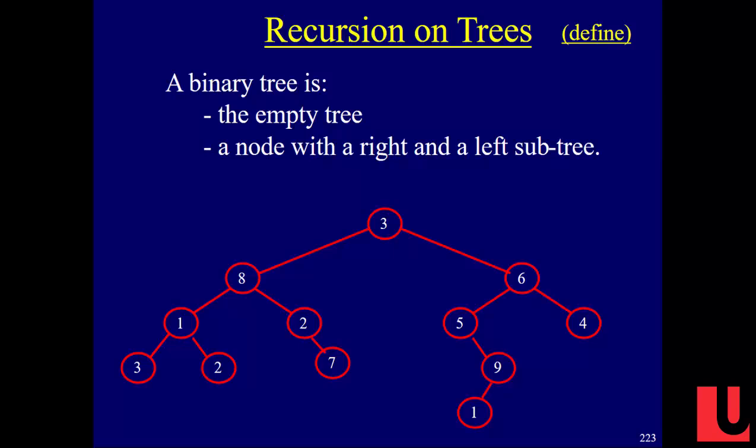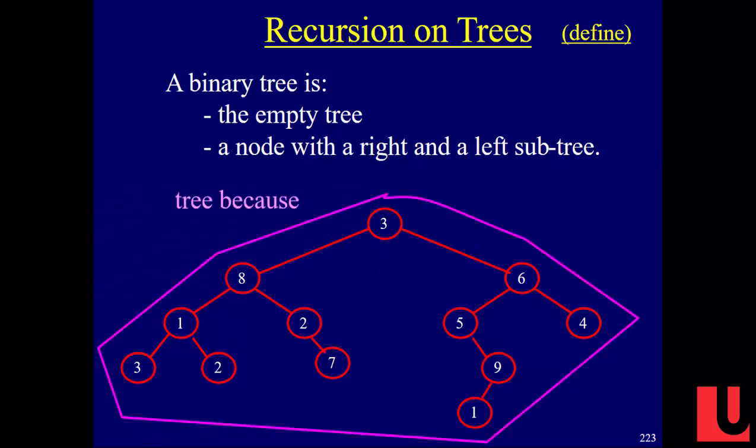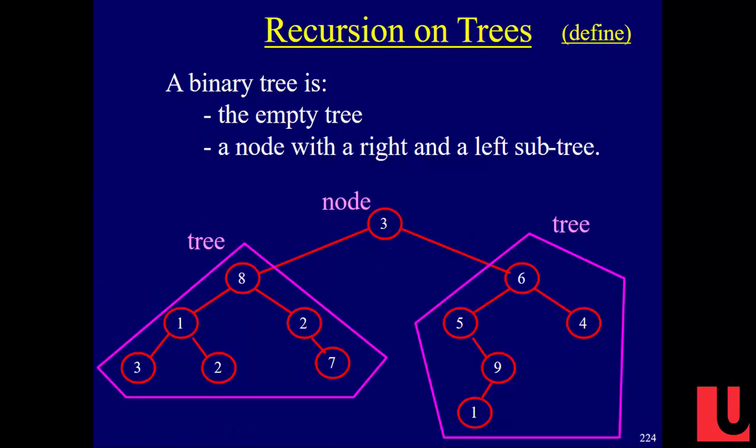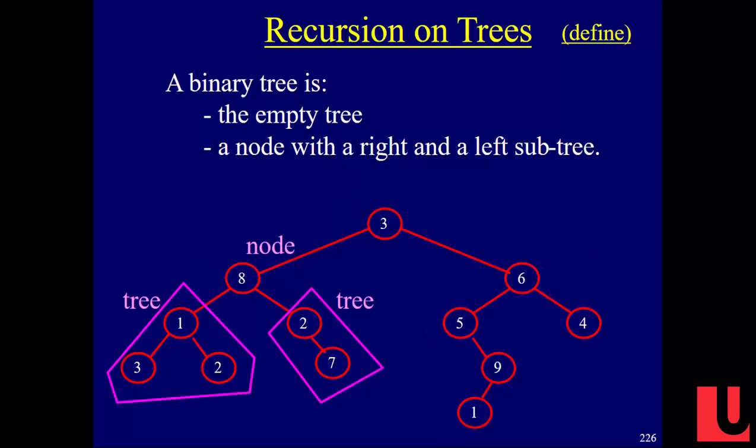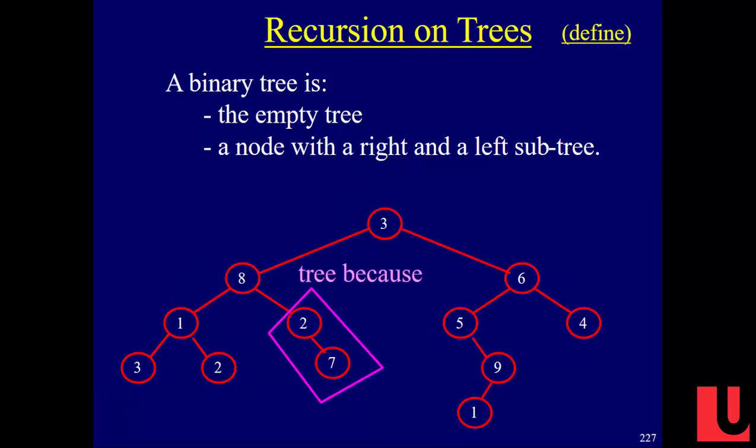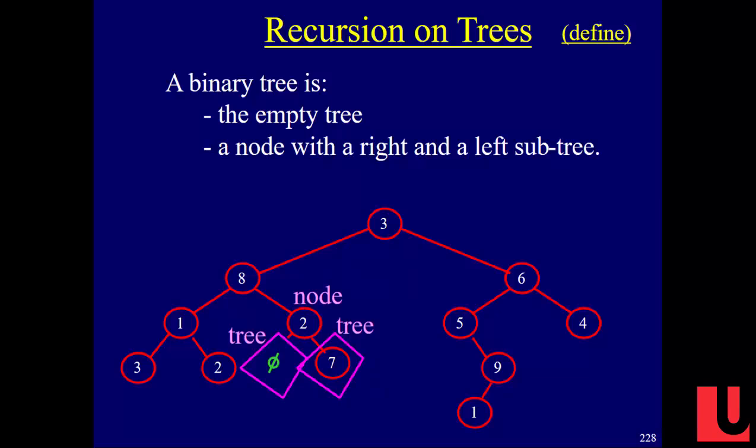So then you can say, well, why is this whole thing a tree? Well, it's a tree because it's a node with a left and a right, right? And why is this a tree? Because it's a node with a left and a right. And why is this a tree? It's a node with a left and a right. And why is this a tree? It's because it's an empty tree, right? Everybody buy that?